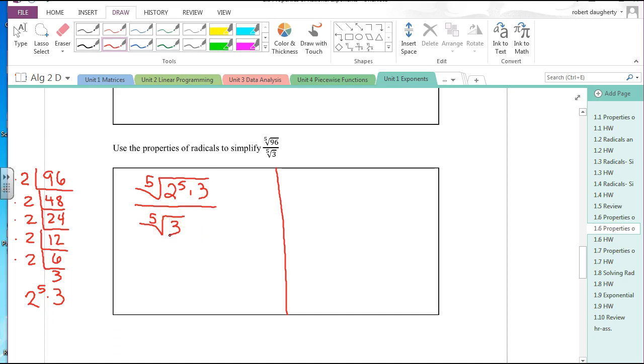Fifth root of 2 to the fifth is 2. So this is 2 times the fifth root of 3 divided by the fifth root of 3. The fifth root of 3 divided by the fifth root of 3 is 1. This answer is 2.